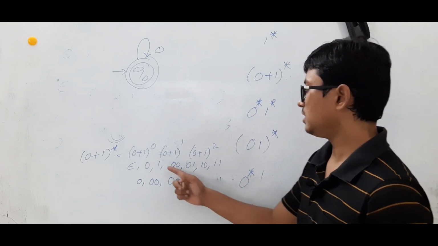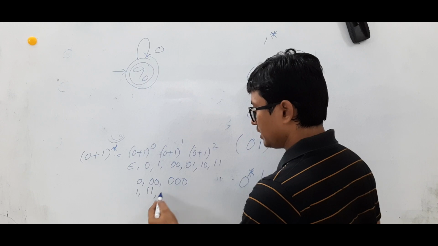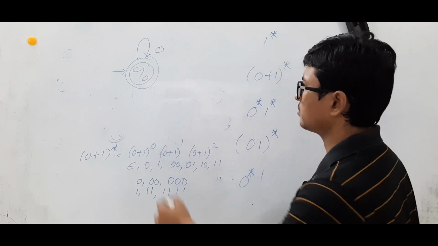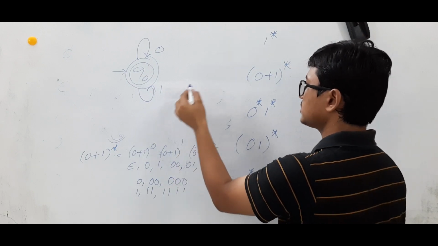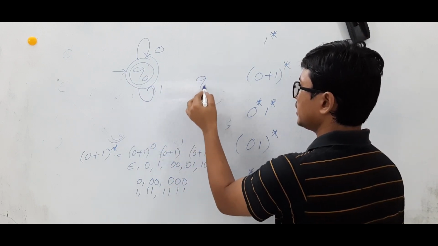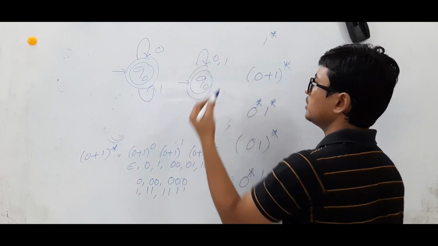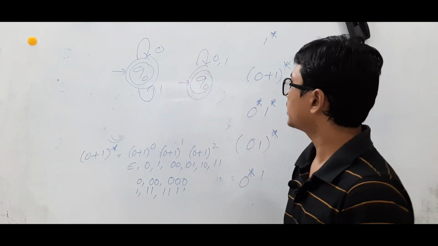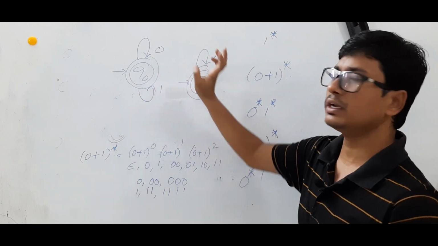Now if you see that any number of ones also you should accept: 1, 2 ones, 3 ones, like that you should accept. You can write like this, or as I discussed earlier, you can take the initial state as a final state. On 0 comma 1 you can reach q naught. Okay, what is meant by 0 comma 1 on q naught? Either on 0 you will reach q naught, or on 1 you can reach.